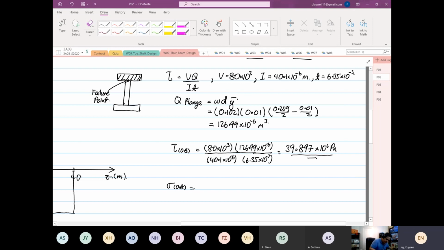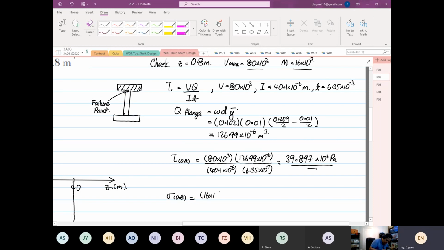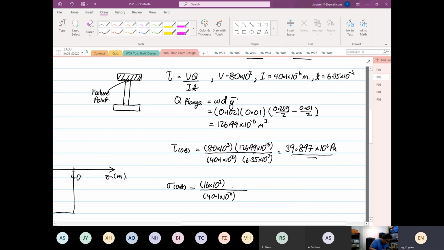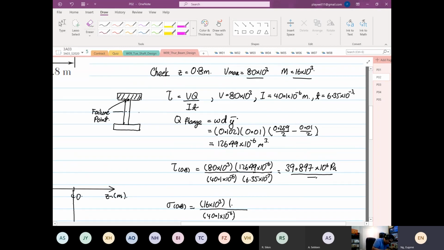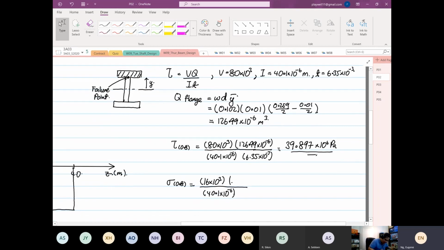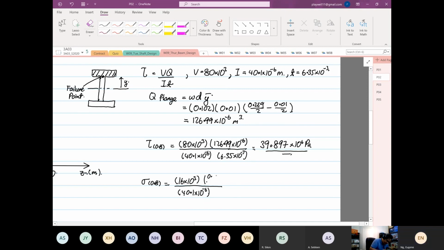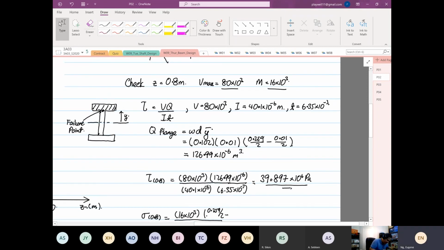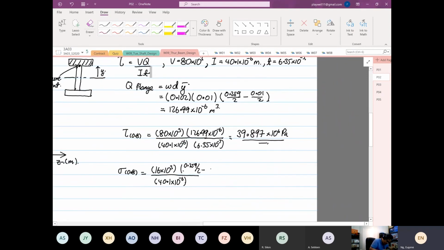Okay, so now we look at our normal stress at 0.8. The moment is 16 times 10 to the power 3. The I is 40.1. And then the y from the centroid, so we need to find this y distance. The y is equal to 0.259 divided by 2 minus the flange thickness, which is 10 millimeters, 0.01. So 16 times 10 to the power 3 times 0.259 divided by 2 minus 0.01, and then divide by 40.1 times 10 to the power minus 6. So it's equal to 47.68 times 10 to the power 6 Pascal.